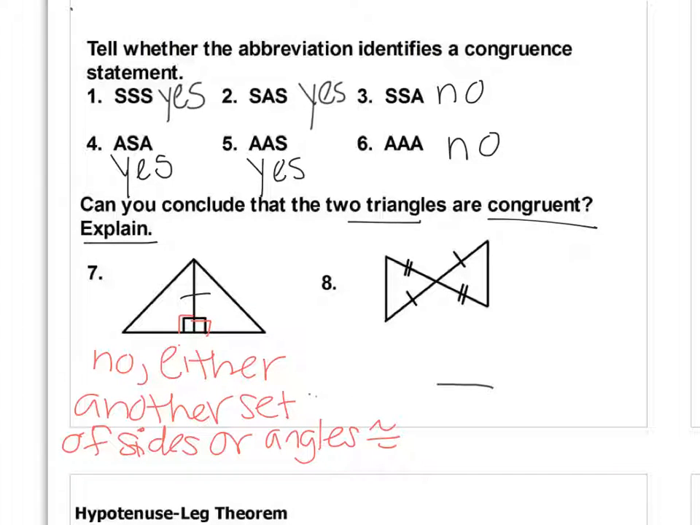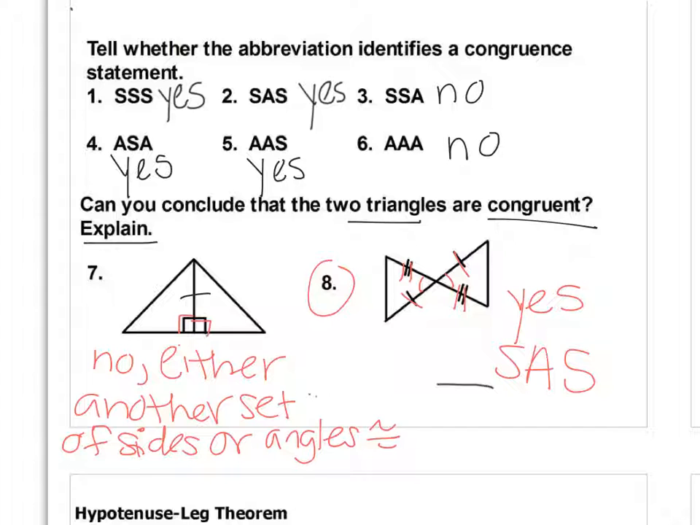All right, looking here at number 8. Is this enough to say the triangles are congruent? So I have two sets of sides congruent. This side is congruent to this side. This side is congruent to this side. Of course, you can always assume vertical angles, just like in the last one we assumed reflexive. So are the triangles congruent? Yes. The reason is because of side, angle, side.